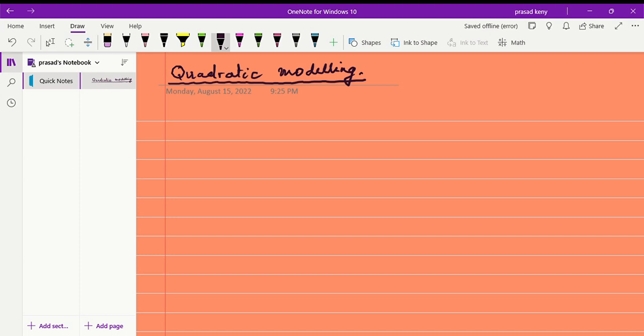Students, today we'll learn about quadratic modeling. Now, in our day-to-day life, many things can be modeled as a quadratic function. Take, for example, a ball projected from the ground at a certain angle to the ground. It will follow a parabolic path, which is a quadratic function. So its height from the ground can be modeled as a quadratic function of time. So let us see one problem here.